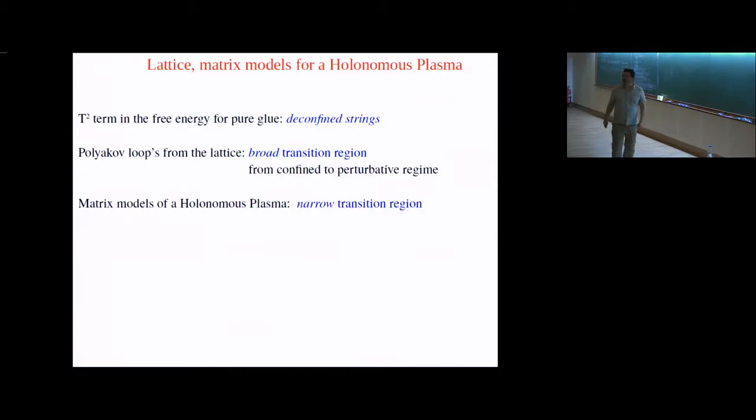So the first thing I want to emphasize is that from the lattice simulations, there's a T-squared term in the free energy, which I'll refer to as deconfined strings. And I'll explain to you why that is. I'll then review results from Polyakov loops, again from numerical simulations, which indicate a relatively broad transition region from a confined to a perturbative regime. And then results from matrix models, from effective models, which indicate a narrow transition region.